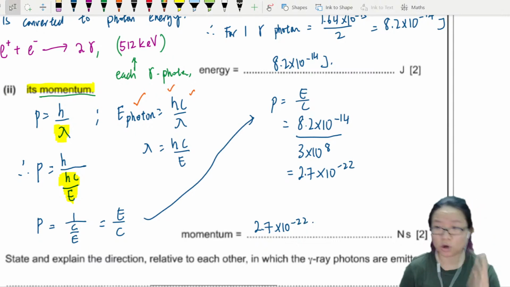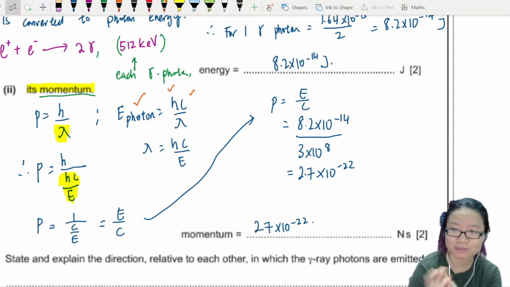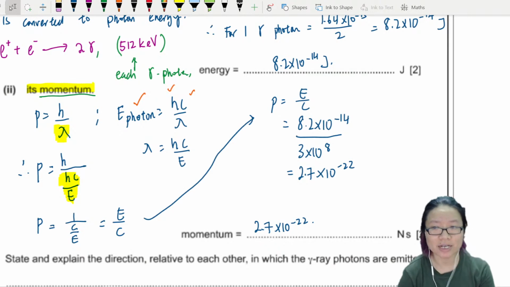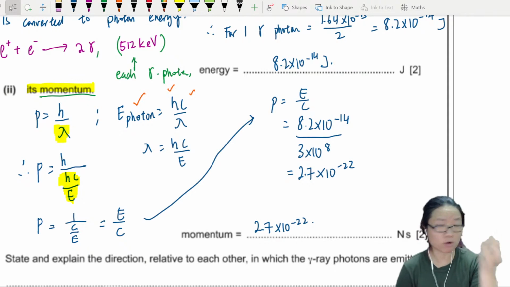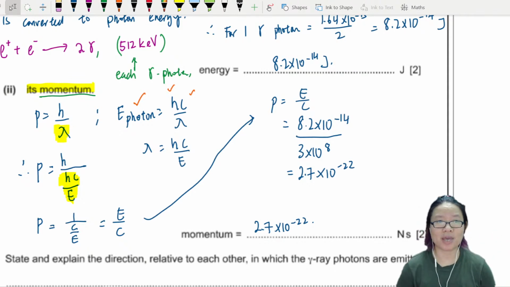So this question is not really testing the positron emission tomography. It's just focusing on the positron annihilation event. We are studying what happens during the interaction of a positron and an electron. We have gamma photons, each with this amount of energy and this amount of momentum.